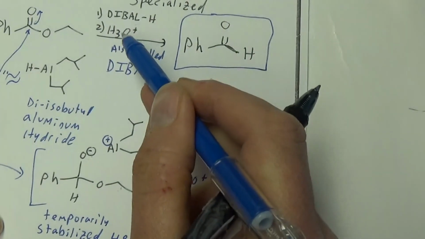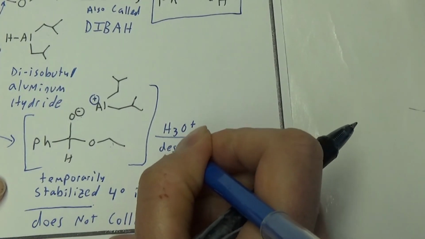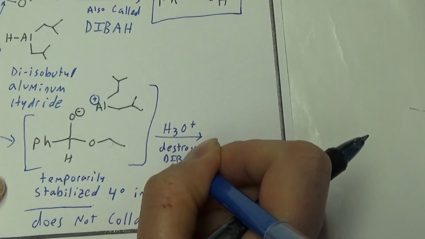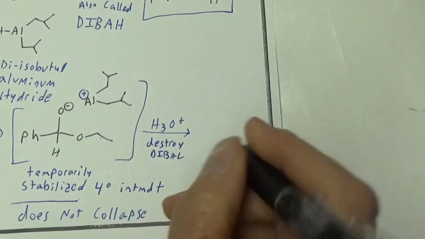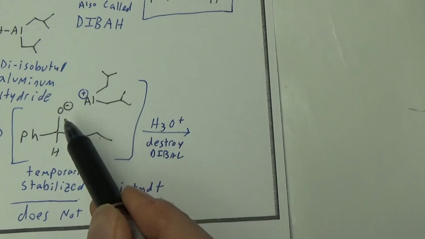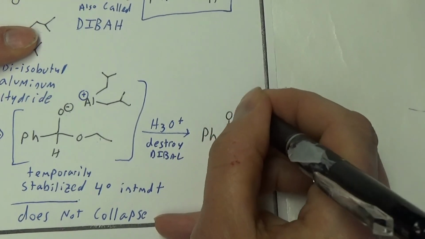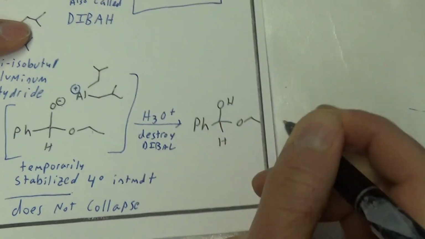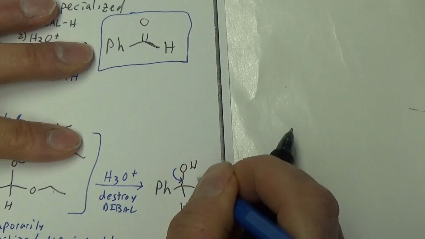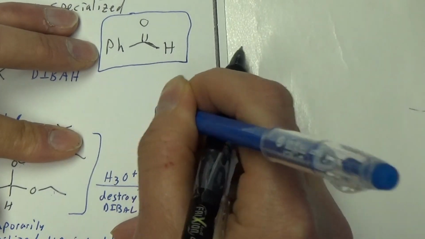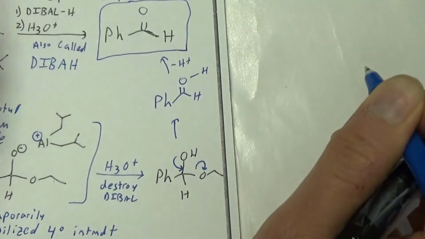So the H3O plus is that second step, right? The acid. And this H3O plus destroys any excess hydride. It destroys DIBAL, so no more reducing agent. It also converts the O minus, which gets the proton when it sees H plus. Now this thing falls apart and makes the aldehyde. Lose a proton and you're done.